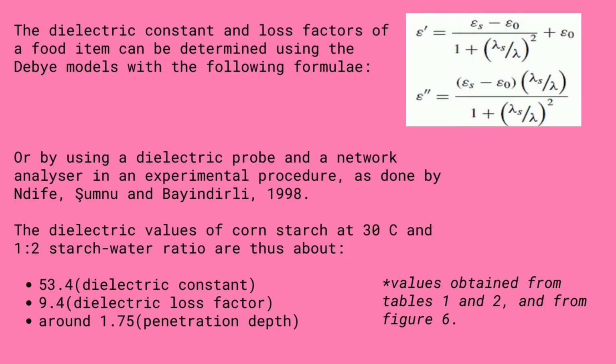The dielectric constant and the loss factor of the food item can first be determined with the Debye models, using the following formulas written right here, and they can also be determined with a dielectric probe and a network analyzer in an experimental procedure, as done by these researchers in the United States. And from that same paper, we have determined that the dielectric values of cornstarch at 30 degrees Celsius with a 1 to 2 starch-water ratio are about 53.4 for the dielectric constant, 9.4 for the dielectric loss factor, and around 1.75 for penetration depth. These values will be shown in diagrams that will be displayed later.